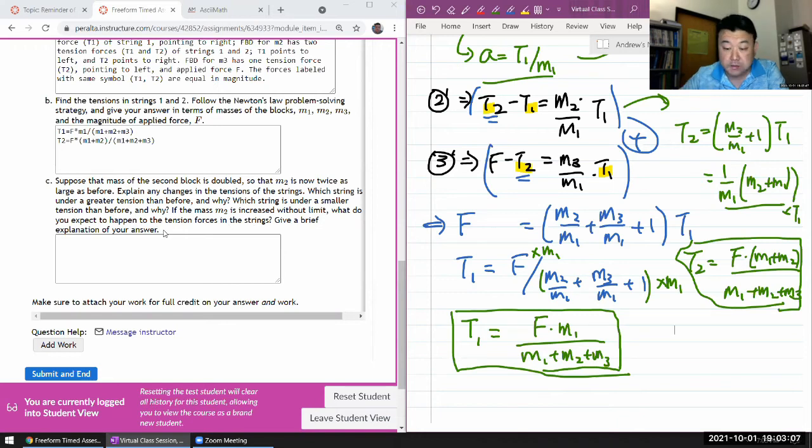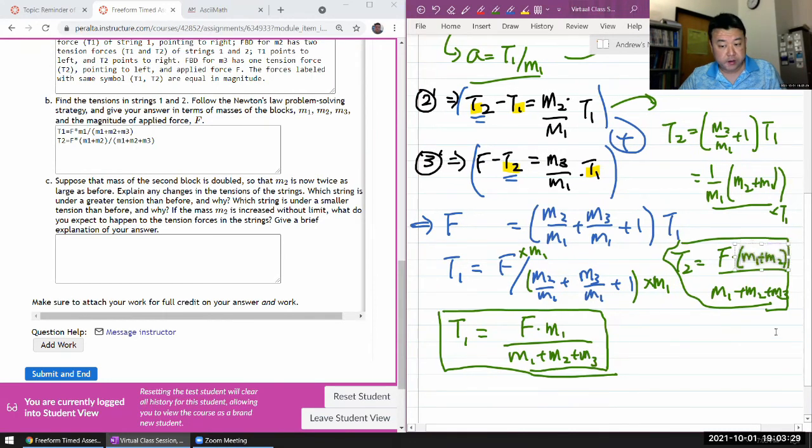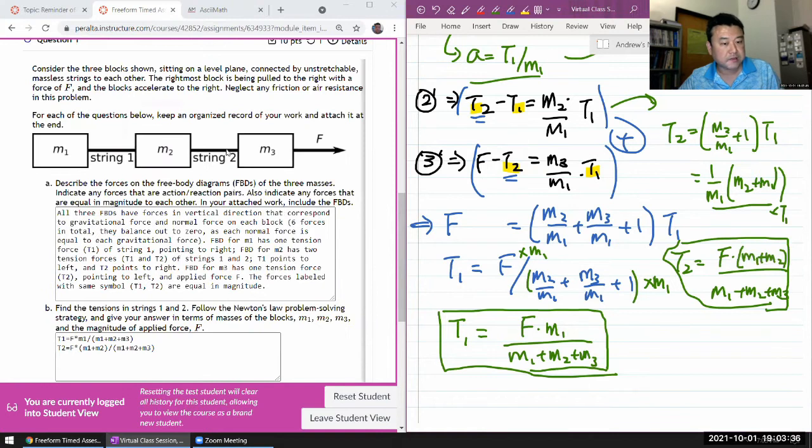That's interesting. So I think I can see what it means. And it also goes to the T2 thing that I was talking about. Looking at T2, if I'm increasing M2, it's increasing both in the numerator and the denominator, but M2 is a greater percentage of the numerator than the denominator. So when I increase M2, T2 is going to increase. And it kind of makes sense because when I increase this mass, this total mass is increasing.